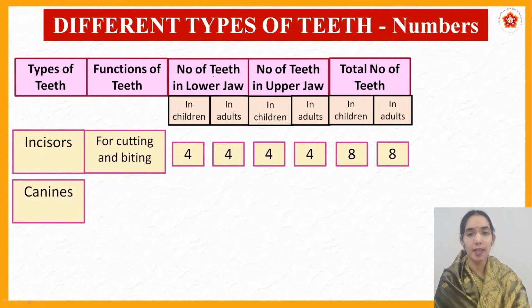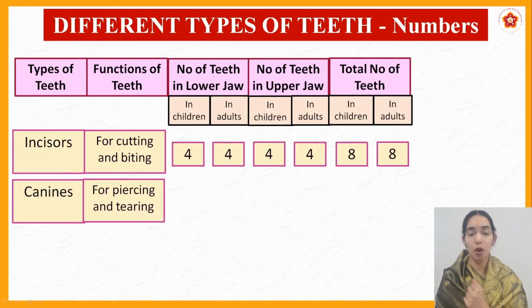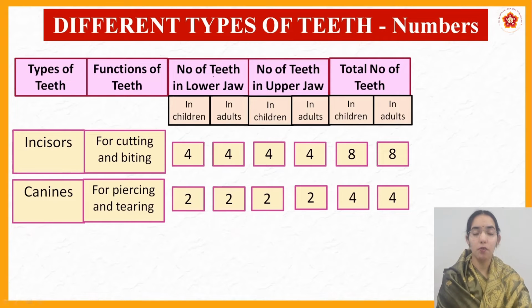Now what about canines? Canines, firstly, are used for piercing and tearing. Now count how many canines there are in your upper jaw and in your lower jaw. So we have 2 canines in our upper jaw and 2 canines in our lower jaw, which makes it 2 in upper, 2 in lower, which is equal to 4 in total.